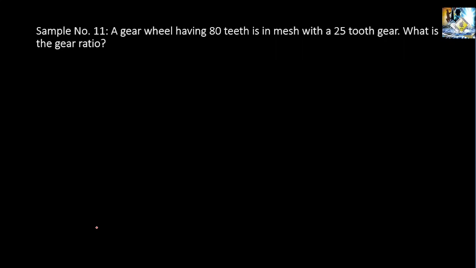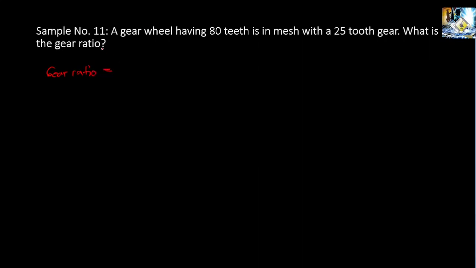Let's do a gear ratio next. Usually, the problems we encounter in ratio and proportion involve lengths, gear ratios, or mixture problems. Ratio and proportion is also used in the similar triangle method. So, our next example, number 11: a gear wheel having 80 teeth is enmeshed with a 25 tooth gear. What is the gear ratio?